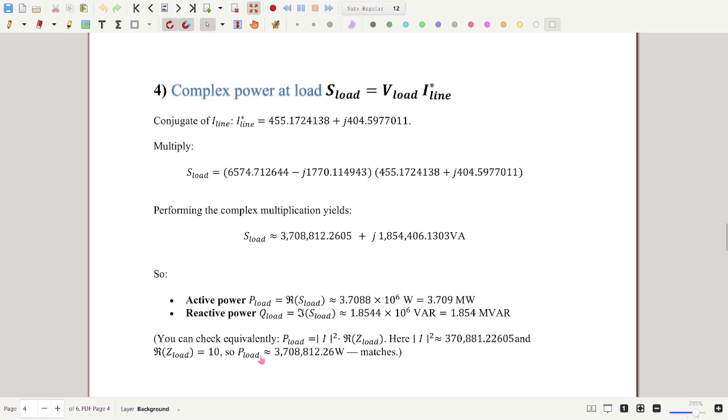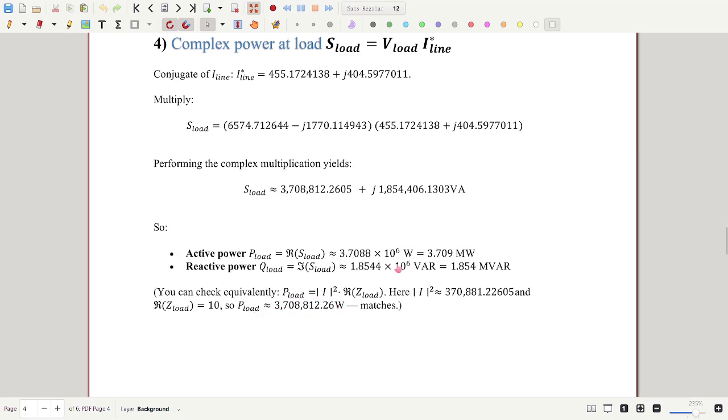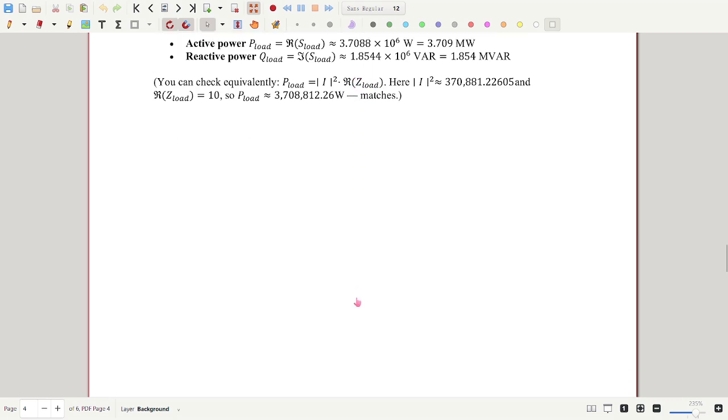Then you can check the equality using this formula also: I square R, that is I square into Z load, then you will get approximately this value. So these values are matching here. You can use either formula for calculating the real power, because we are checking only for verification purposes, whether we get the same values or not.